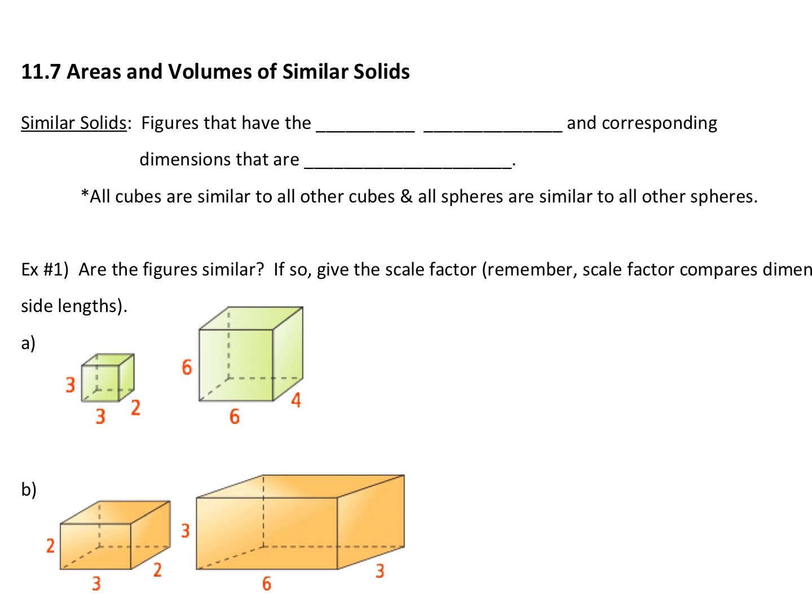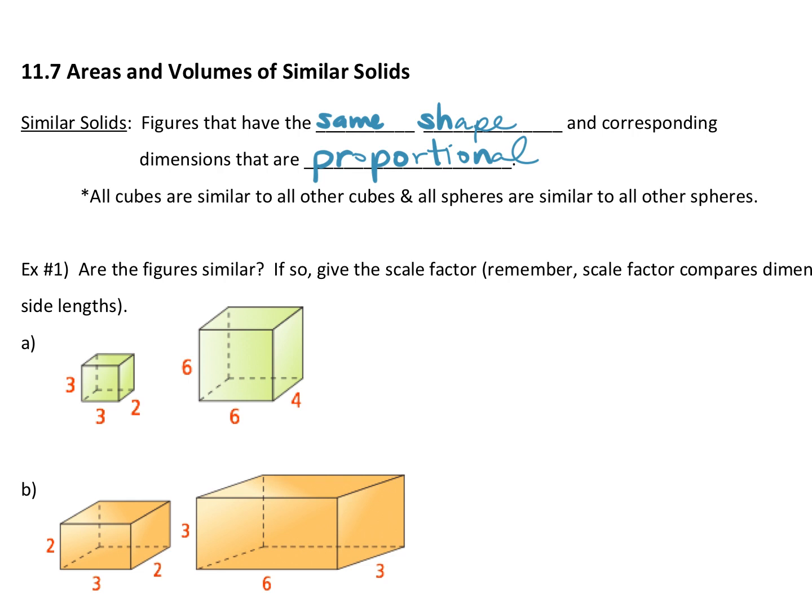So we are looking at figures that have the same shape. They look very similar to each other, very much alike. They're not the same figure. They're not congruent figures, but they will have the same shape. They just won't have the same dimensions. Their dimensions will be proportional.